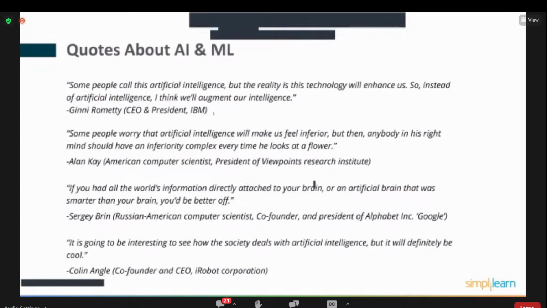Go through some of these, but the point that the president of IBM is making is the one that I tried to make earlier, which is artificial intelligence is a way to augment human intelligence and enhance us. So is that also your view, Amitendra? Which one you're saying? The first quote here? Some people call it this artificial intelligence, but the reality is this technology will enhance us. So instead, I always look at artificial intelligence from that perspective.